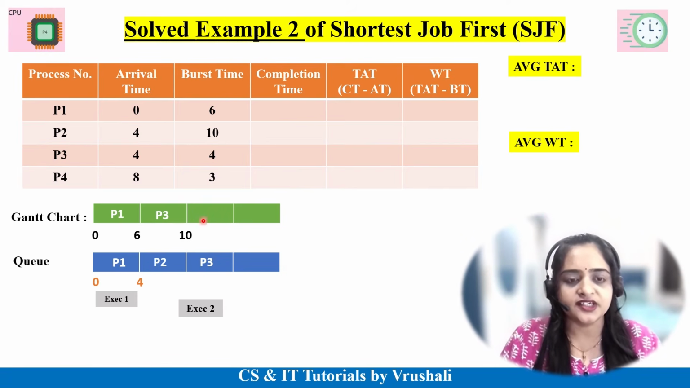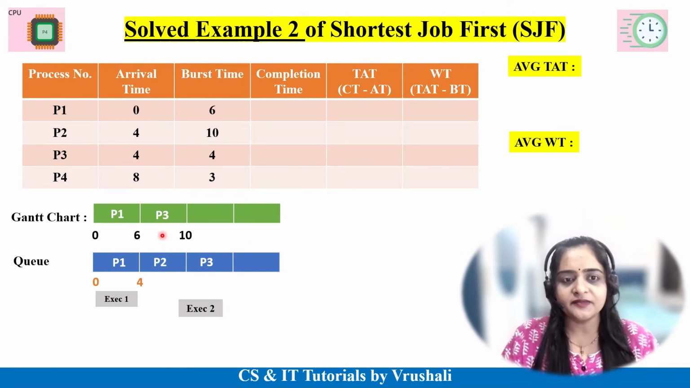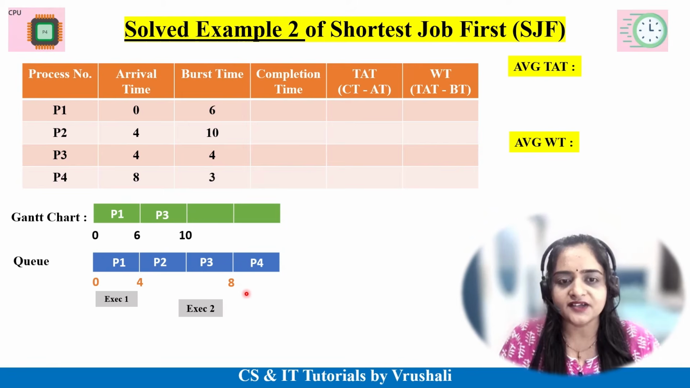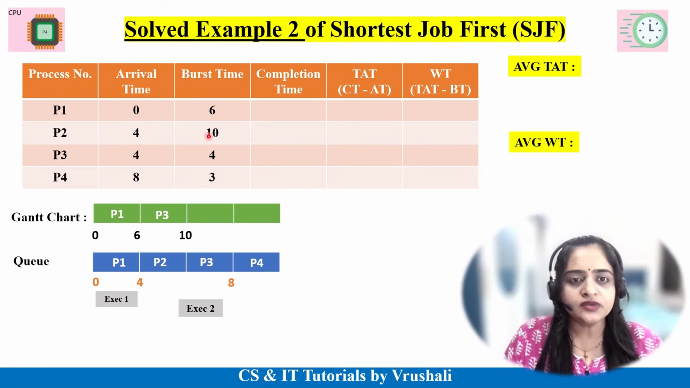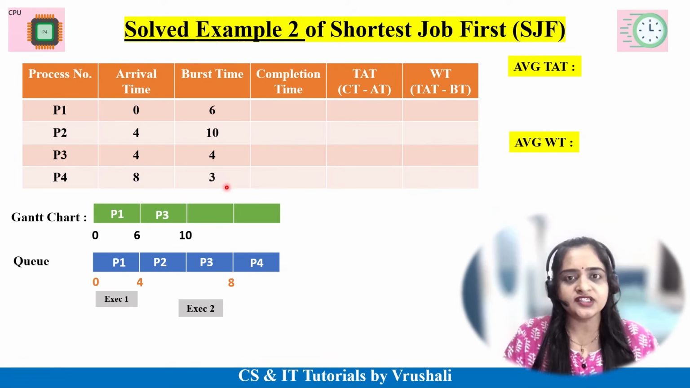Now next check. At 10 o'clock, which process has come? At 10 o'clock or between 6 to 10, there is the P4 process, right? When the CPU is busy with P3, the P4 process has come at 8 o'clock, right? But the CPU is busy, so this P4 process goes to the waiting state. Now there are 2 processes in the queue, P2 and P4. Check which one has the shortest burst time. P2's burst time is 10 and P4's burst time is 3.